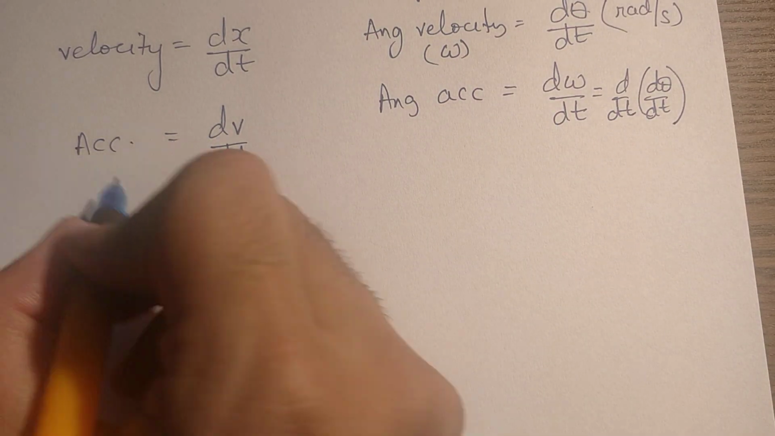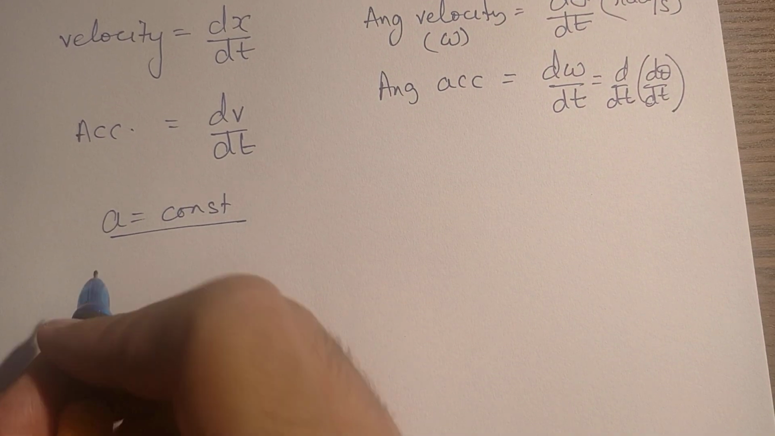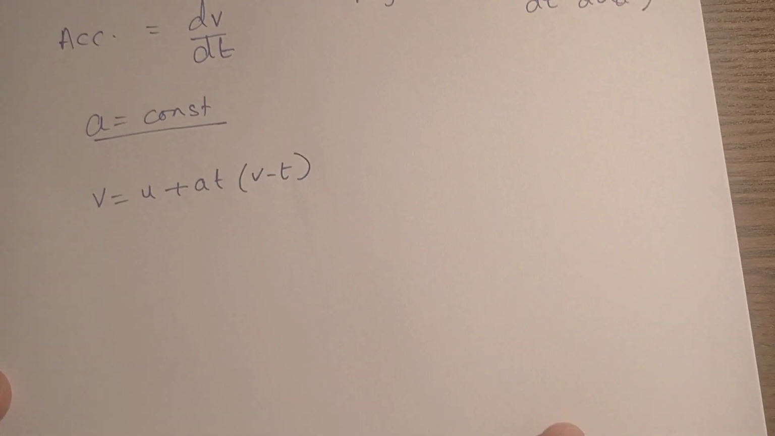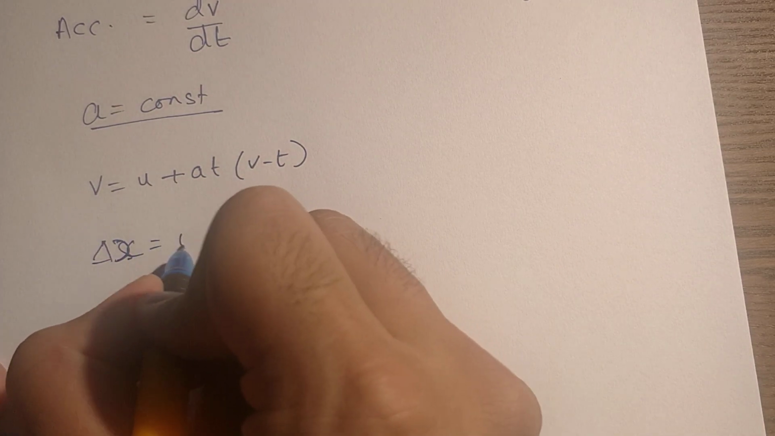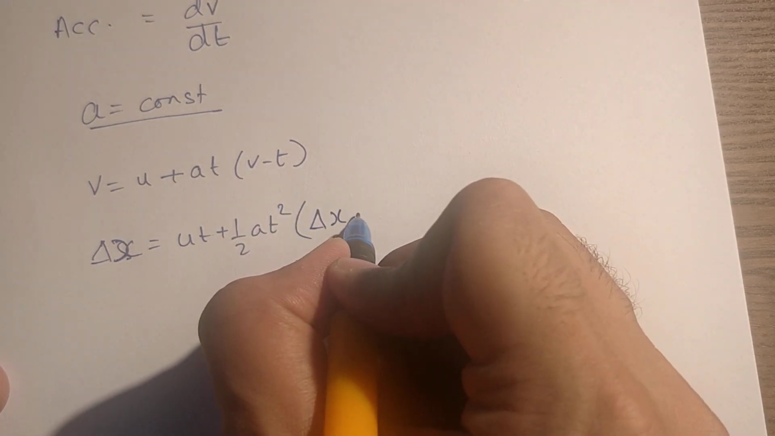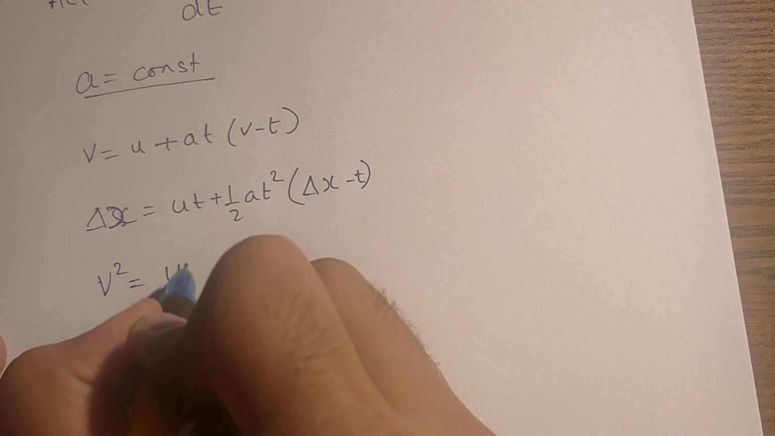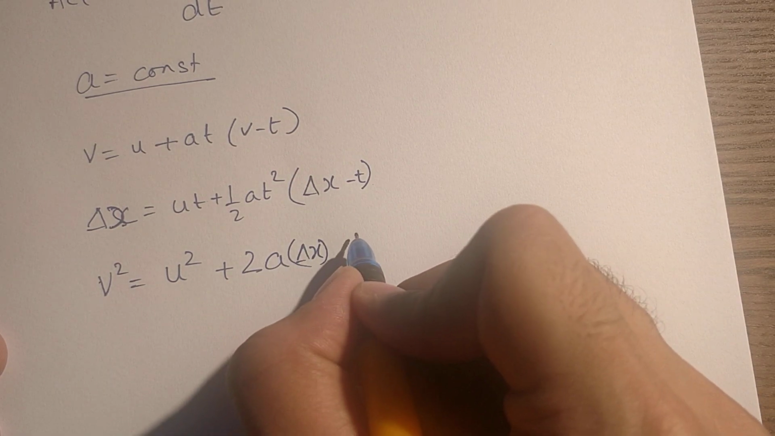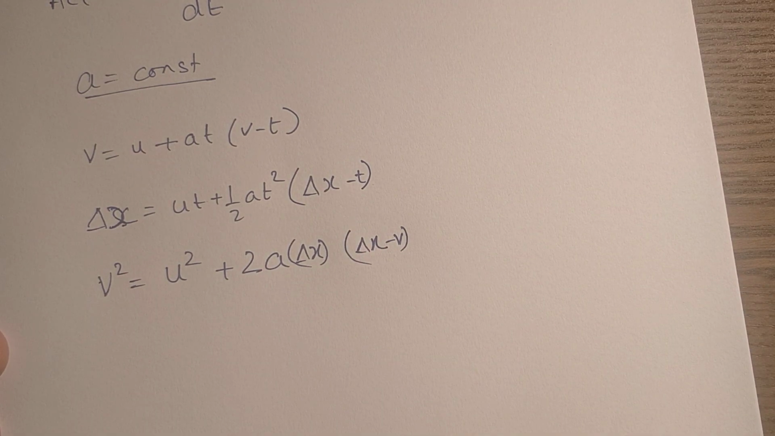If the acceleration is constant, we have defined the equations of motion, which are v is equal to u plus at. This is the vt relation. Next is displacement, which I write as delta x is equal to ut plus half at square. This is nothing but the displacement time relation. And the third equation is v square is equal to u square plus 2a delta x, that is the displacement velocity relation.